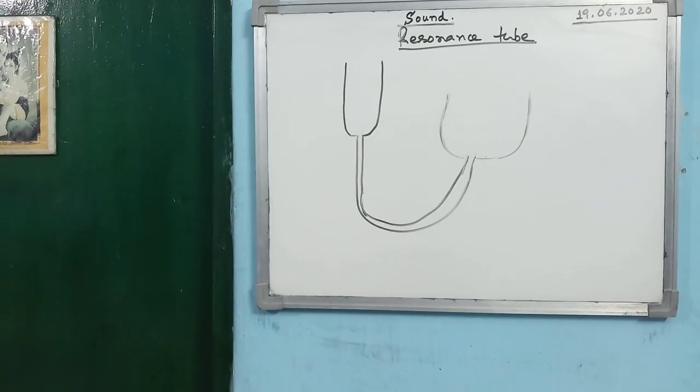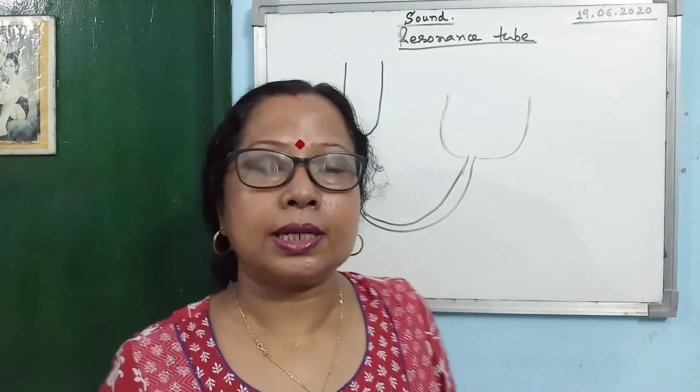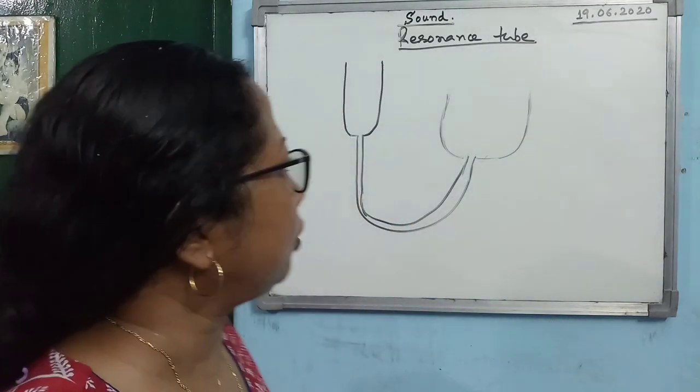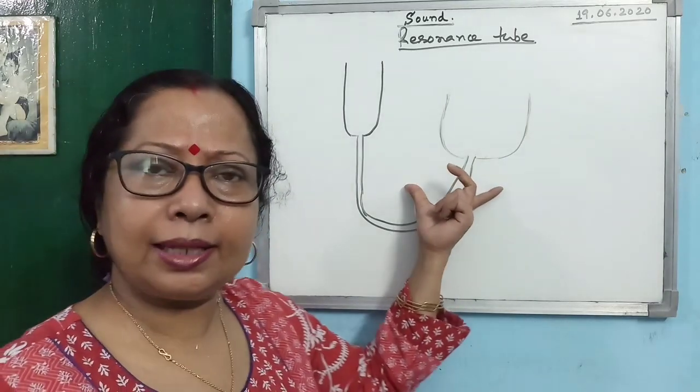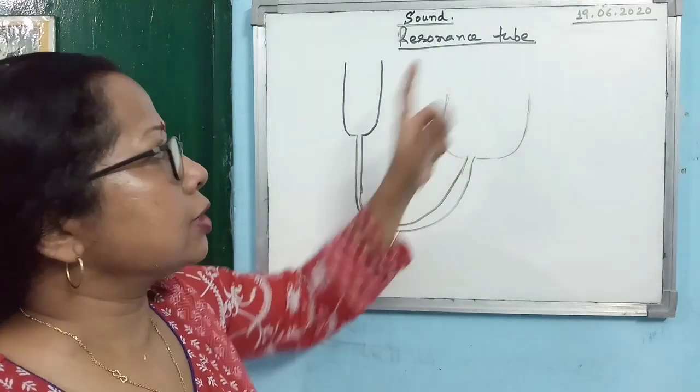Next example is the resonance tube. This apparatus you will use in higher classes. You have to do an experiment with it. I have drawn a rough sketch. You don't have to draw the diagram. Just understand the physics behind the resonance tube.